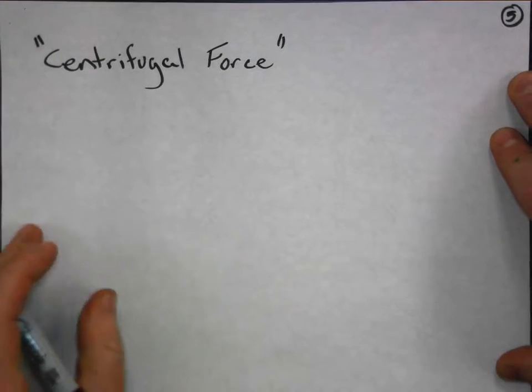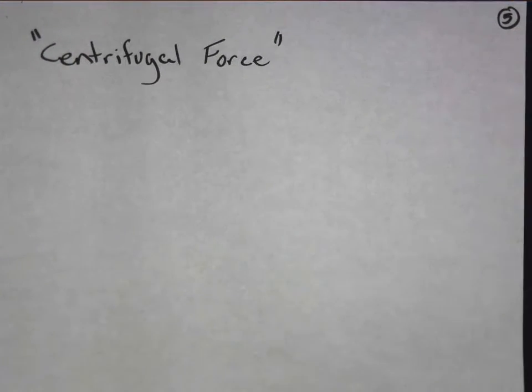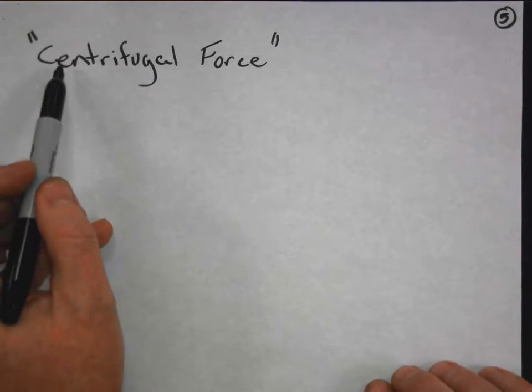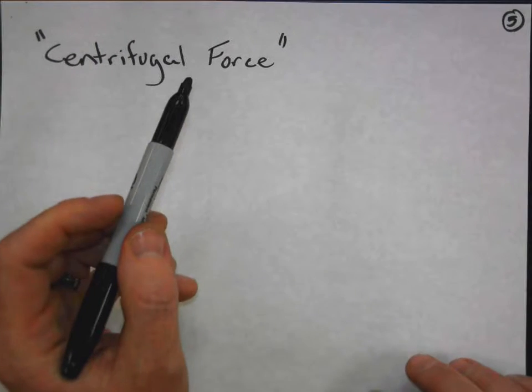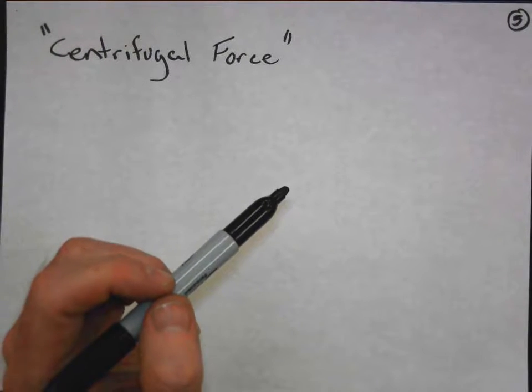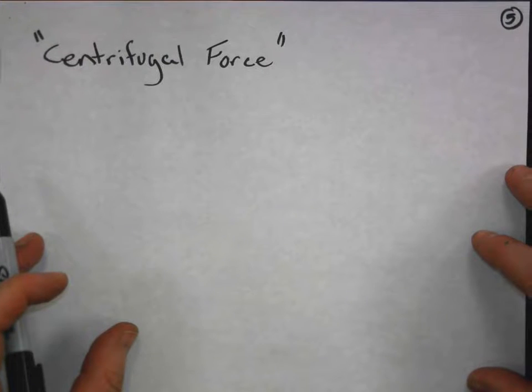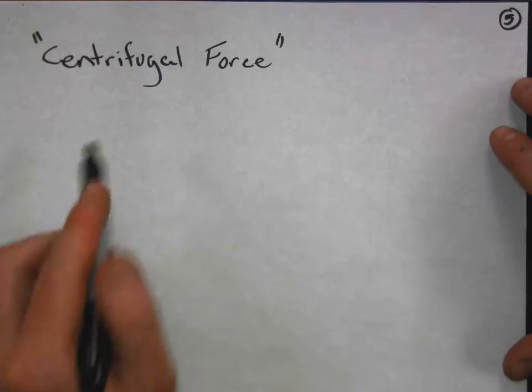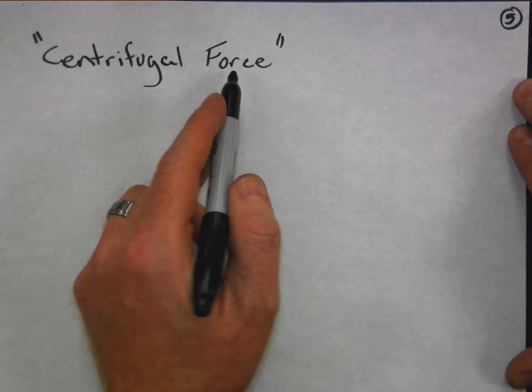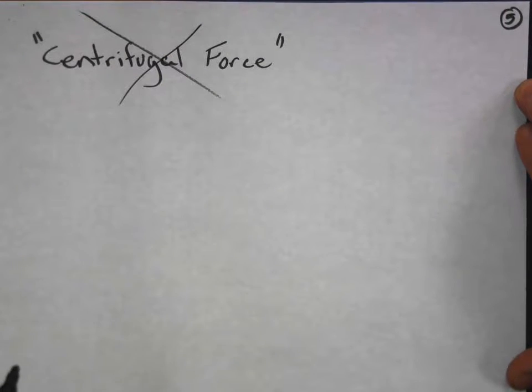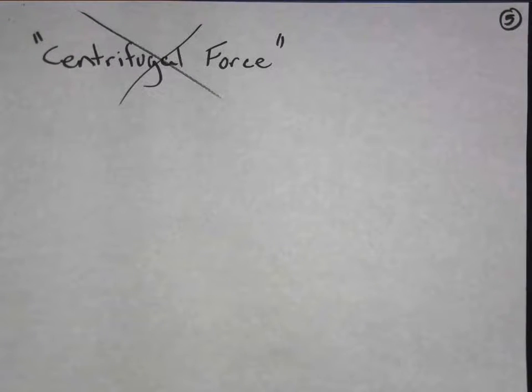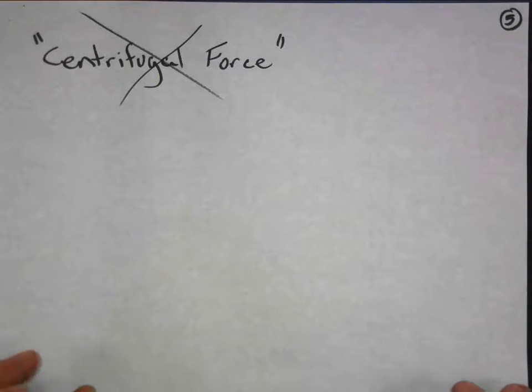I get this question a lot, and it's a good question. We hear it as kids, we hear it in cartoons, we hear it in movies. People talk about this. There is a device called a centrifuge. Well, this is centrifugal force, and this is something that people have heard of. The problem with centrifugal force is it does not exist. It is a phantom. It is totally incorrect and absolutely not there.